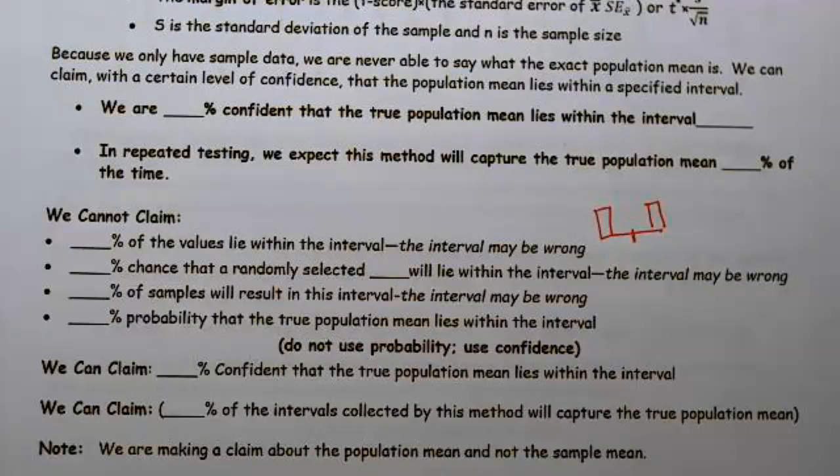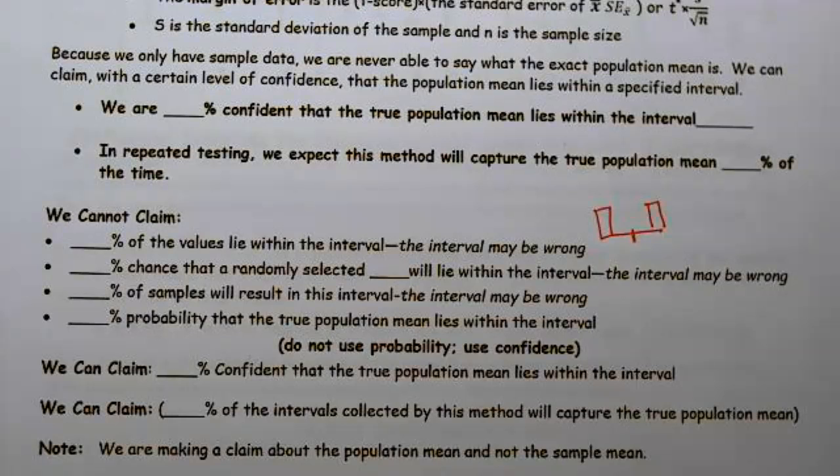95% of the samples will result in this interval. The fact of the matter is, every interval is going to be different. So consequently, 95% of the samples will not result in that interval. Every interval will be different because every sample is different.